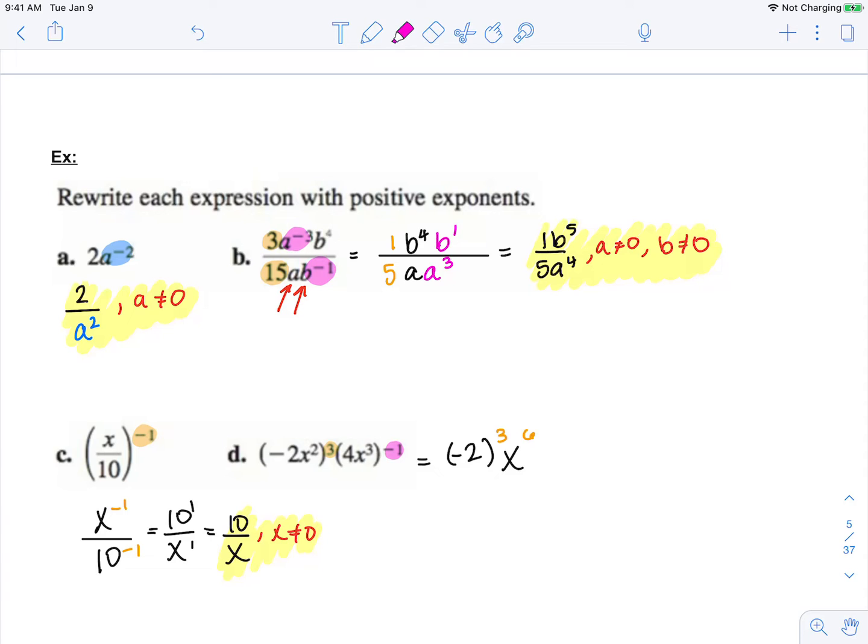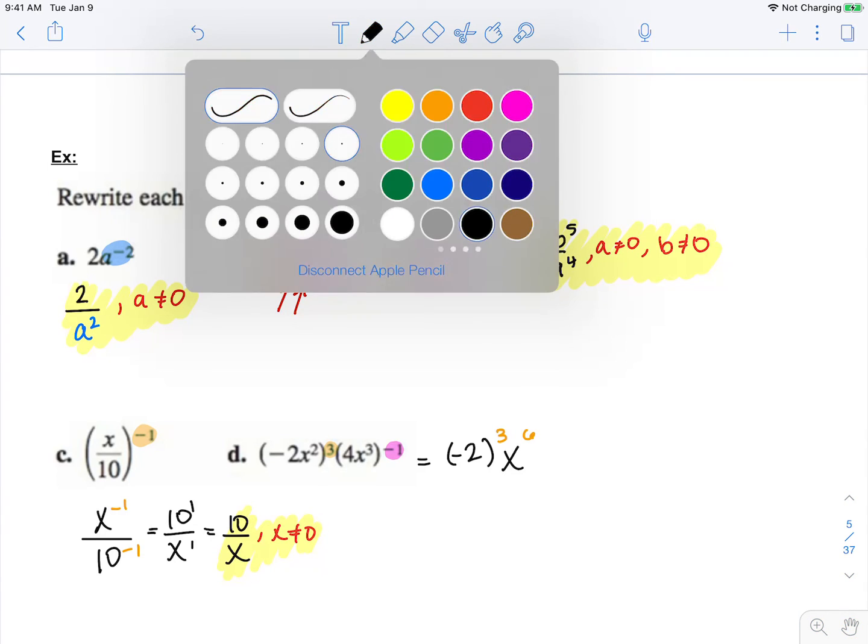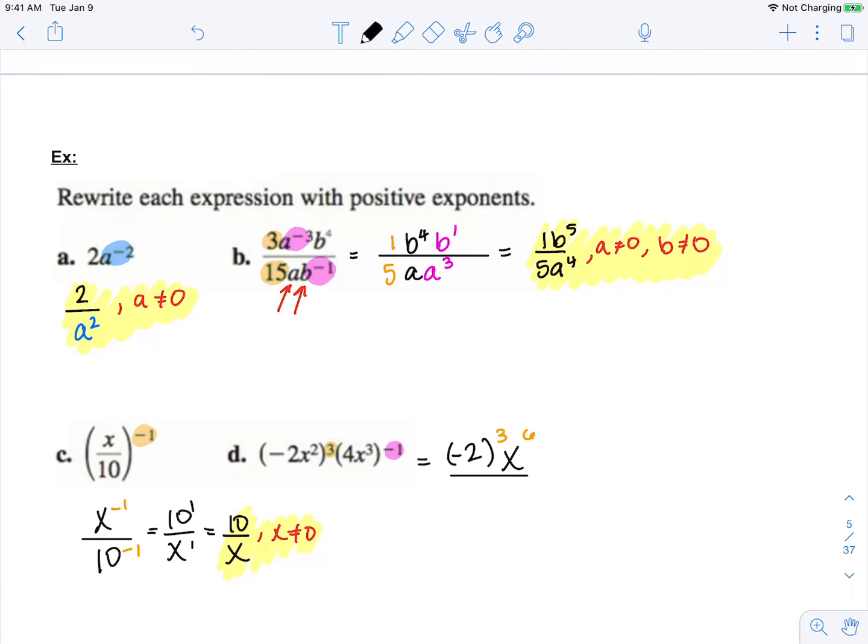Now I have a negative exponent here. That entire quantity is being raised to the negative 1 power. So what I'm going to do is move all of that to my denominator. So that's 4x cubed, and it's all to the 1st power in my denominator now. So it's staying the same. Now I can simplify more. Negative 2 to the 3rd is negative 8, and I still have x to the 6th over 4x cubed.